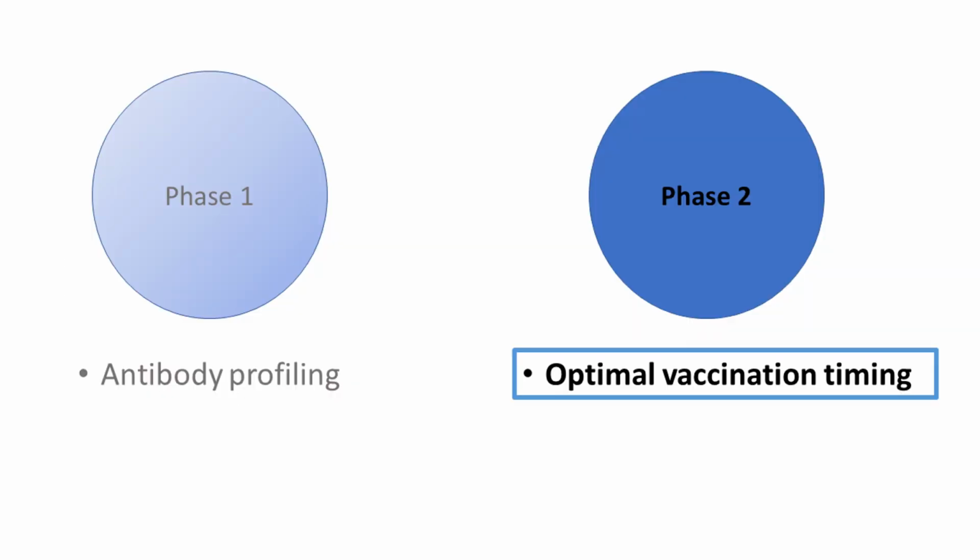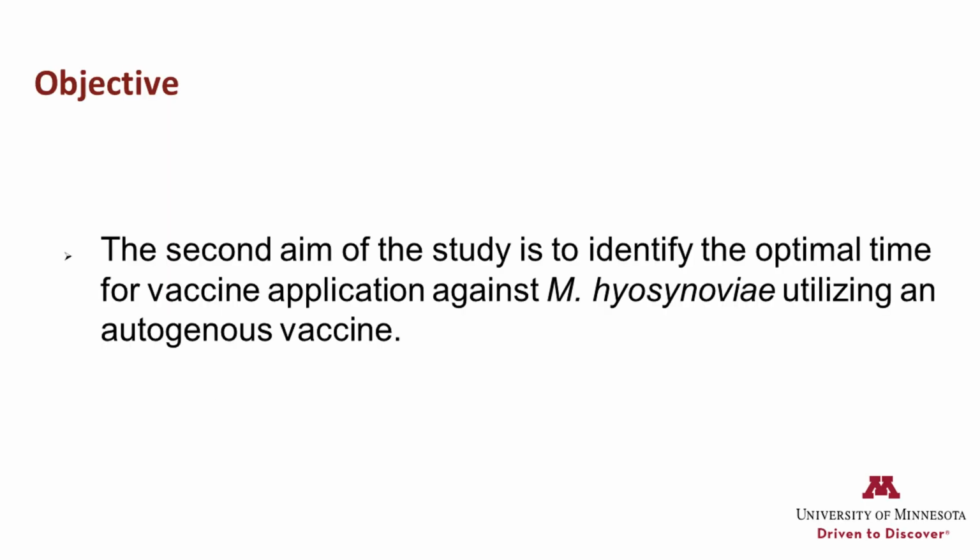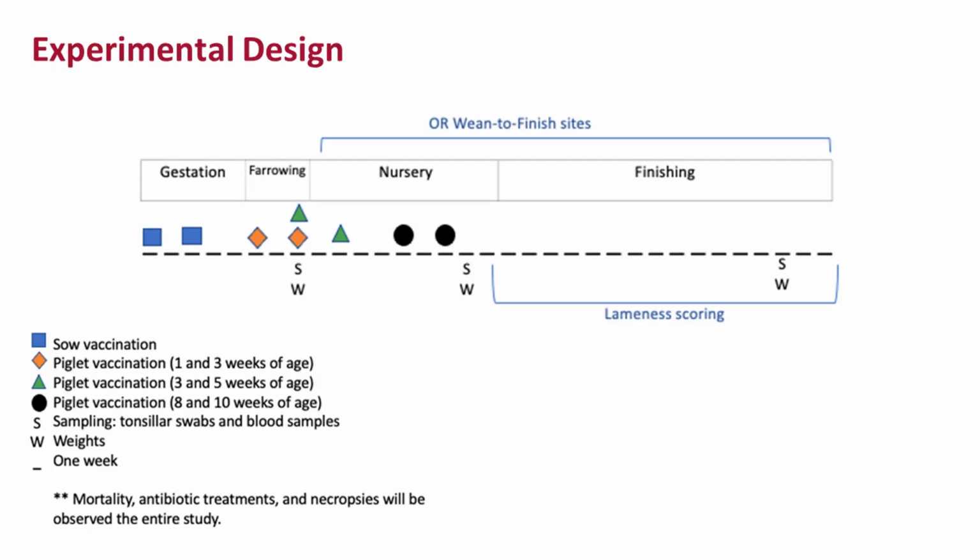So utilizing that information from that phase 1, especially where those antibodies really tended to decrease, we went into our phase 2 looking at the optimal vaccination timing utilizing an autogenous vaccine specific for Mycoplasma hyosynoviae. So this is our overall experimental design. This is just a broad overview. We're going to break it down a little bit.